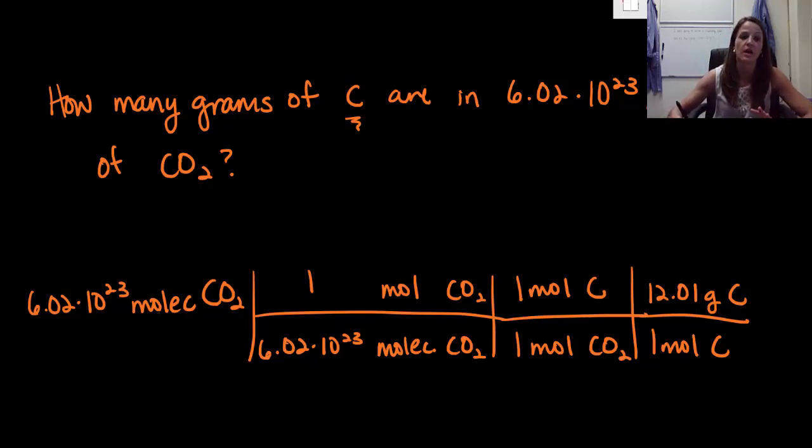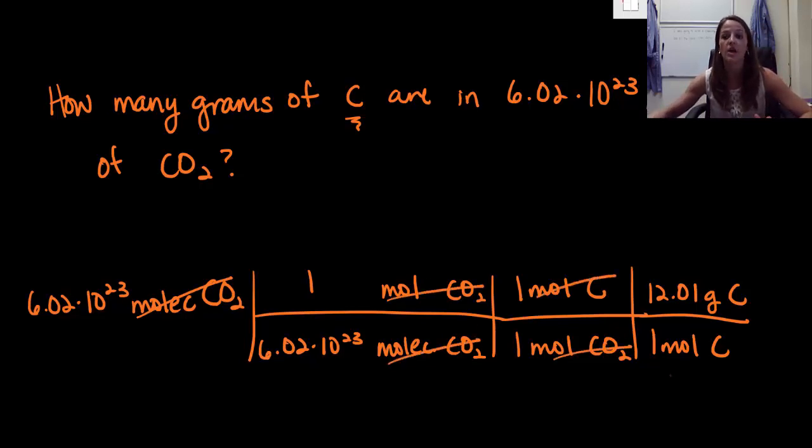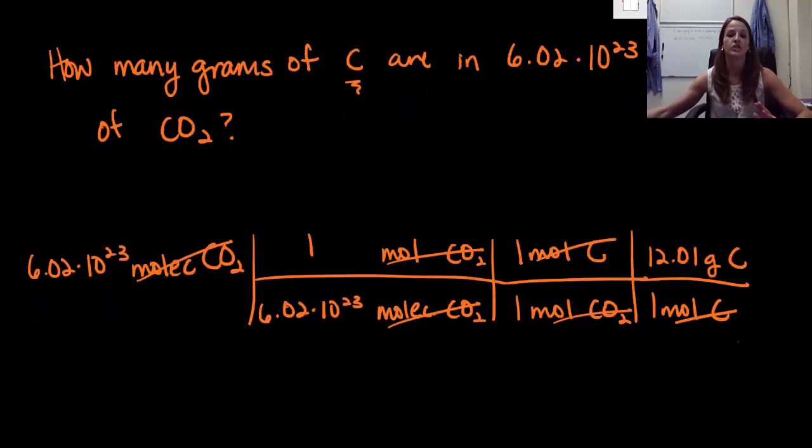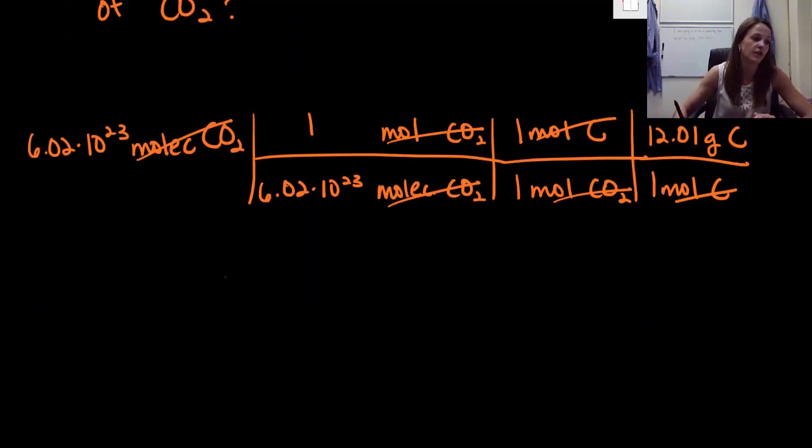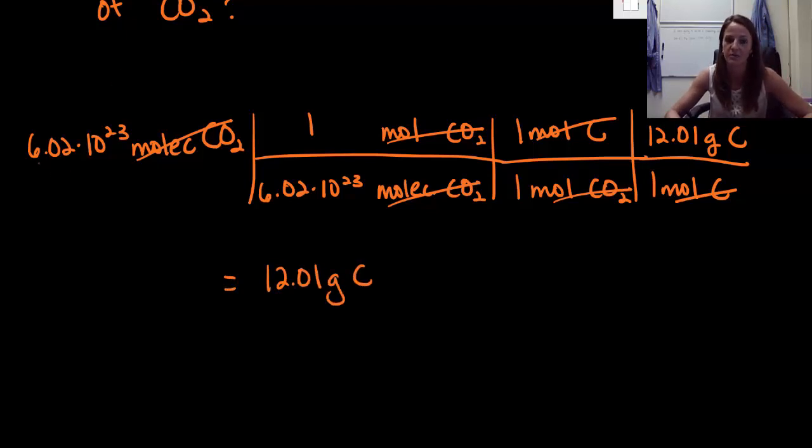So now let's check our units. Molecules of CO2 on top, molecules of CO2 on the bottom. Moles of CO2, moles of CO2, moles of C. We're left over with just grams of carbon. If we calculate this out, we get something like 12.01 grams of carbon. You should hopefully be able to see that because 6.02 times 10 to the 23rd, you just divide that out, and we're left with the same number.